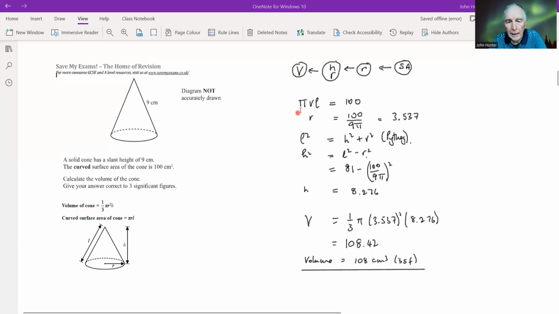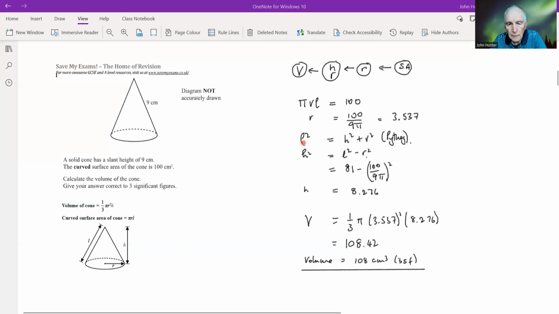So let's have a look. The formula for the curved surface area, pi R L equals 100, and then we just rearrange that and substitute the value 9 in for L. We get a value of R equals 3.537, that's 3 decimal places. That's R, but we also want H as well.